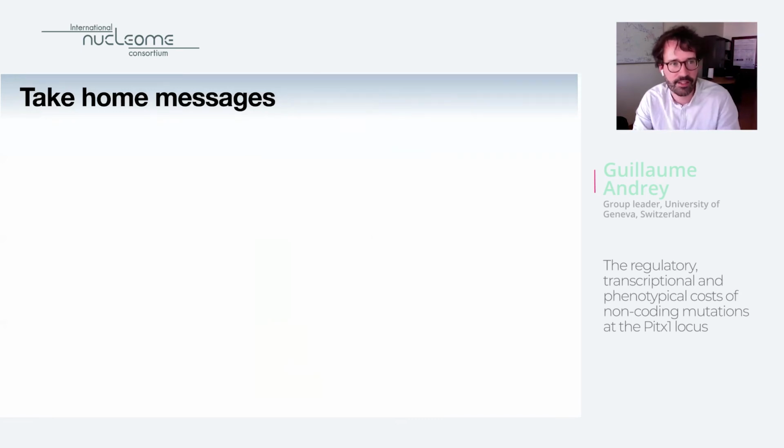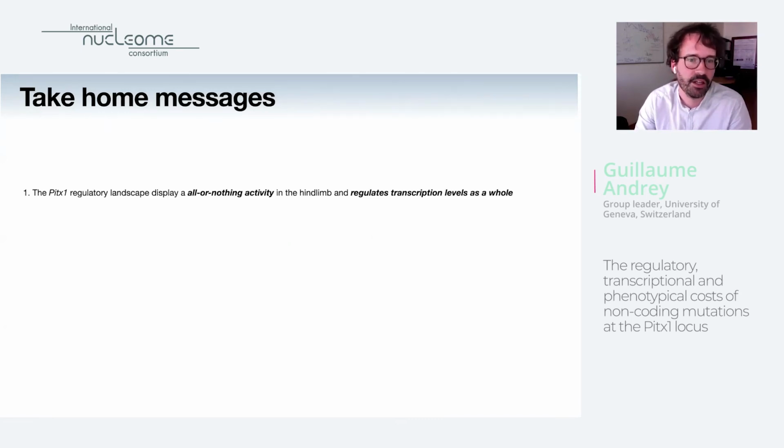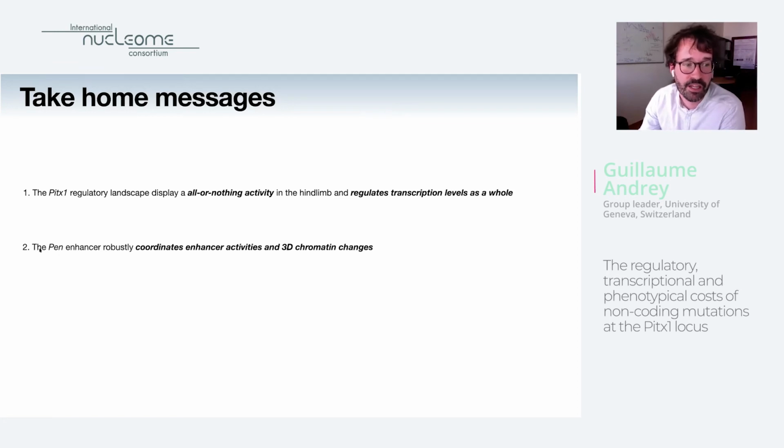So I'll just finish now by giving a few take-home messages from that. The first one is that the Pitx1 regulatory landscape seems to display an all or nothing type of activity in the hind limb and regulates transcription level as a whole, not as one enhancer plus the other, but the entire landscape controls everything. The PEN enhancer robustly coordinates enhancer activity and 3D chromatin change. We saw that when we remove the enhancer, we actually have enhancers that are active, but without a change in the structure, and therefore no transcriptional change.